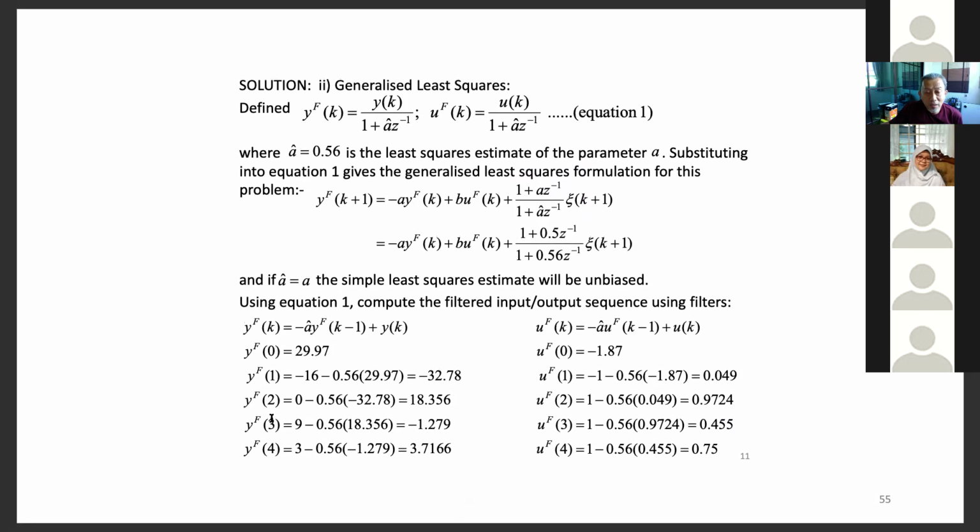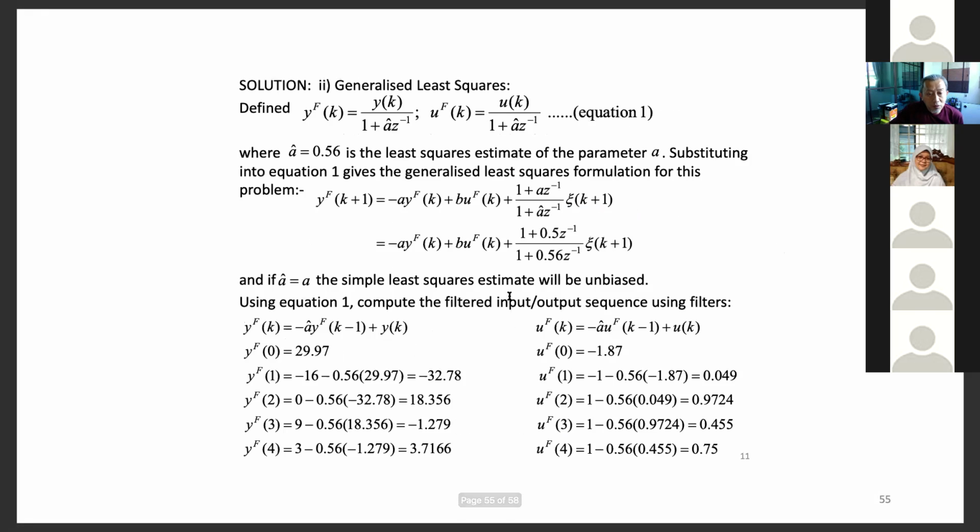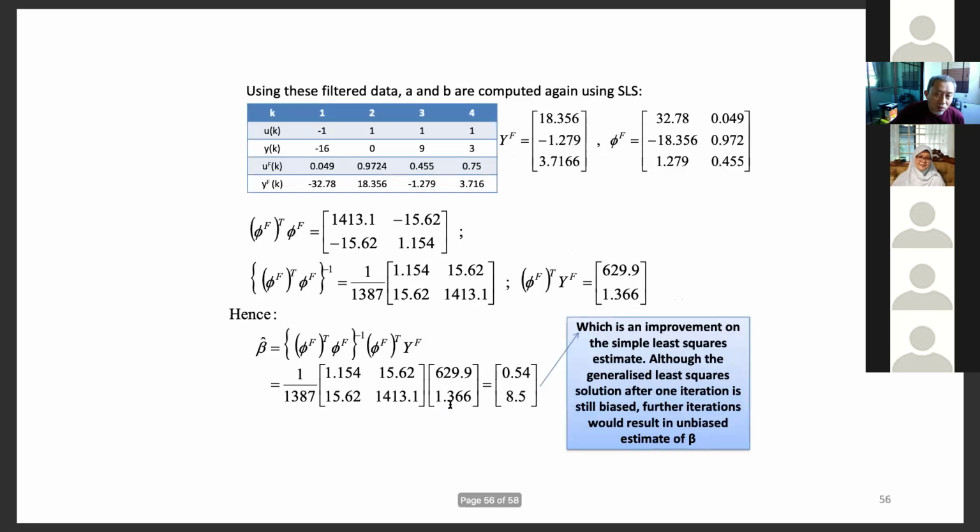Then y filtering 2, which is 0. The 0 we get from the table, after minus 16 is 0. So 0 minus a cap 0.56 times minus 32.78. Use the previous value, which is yf1, not 29.97. Use the latest value, minus 32.78. Then you will get 18.356.